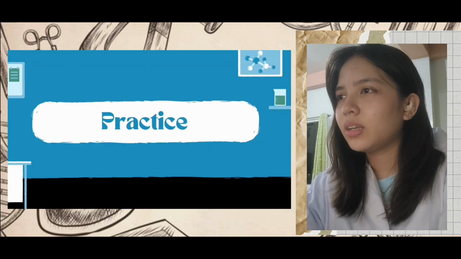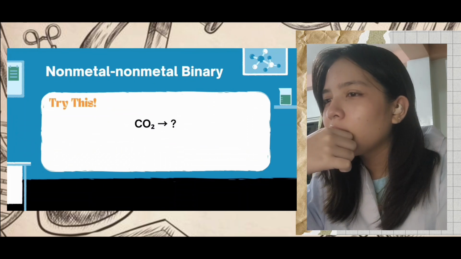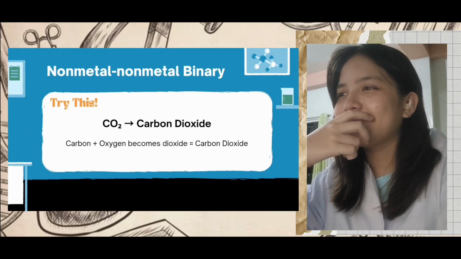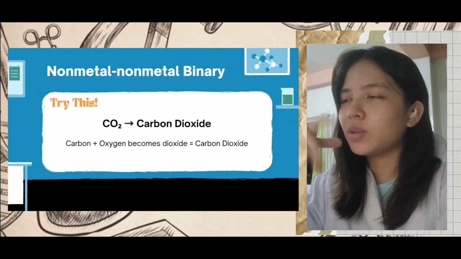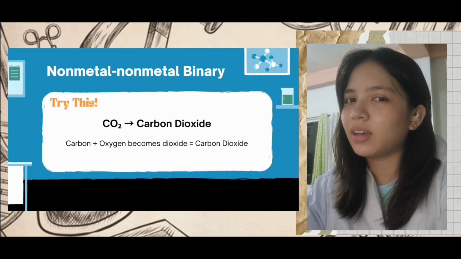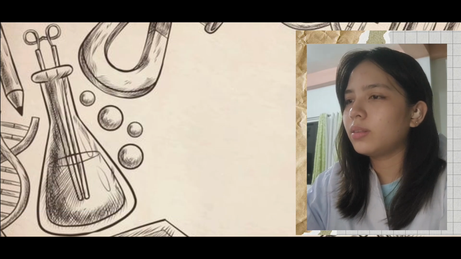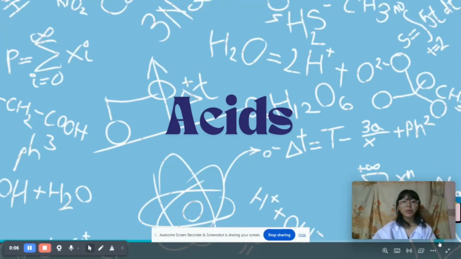Practicing, answer this. It should be carbon dioxide. Carbon plus oxygen. Oxygen becomes dioxide because it has a subscript of 2. And that's it. We are now going to talk about acids.